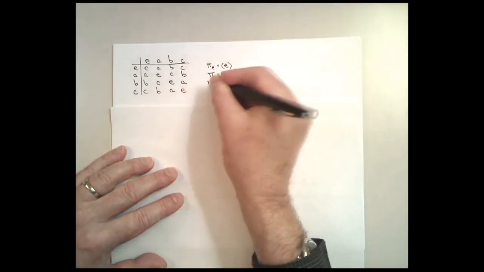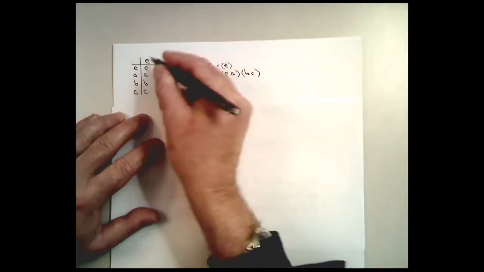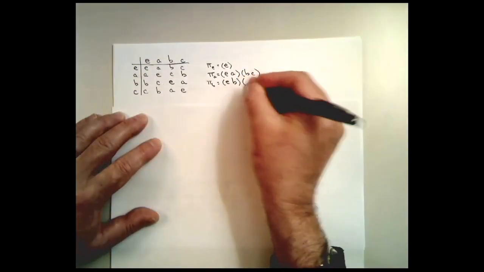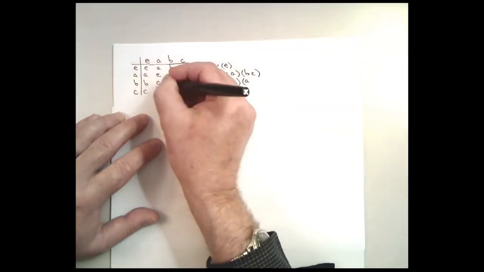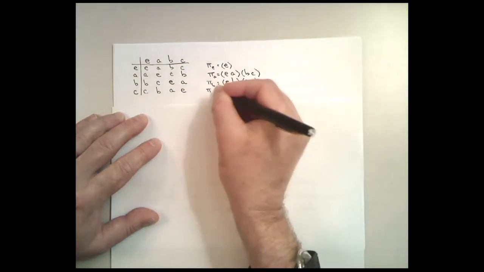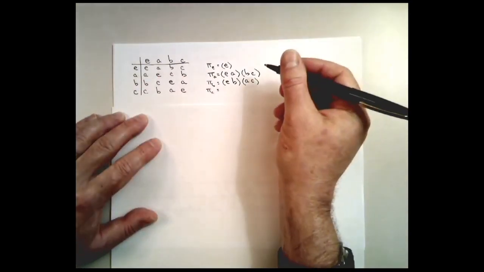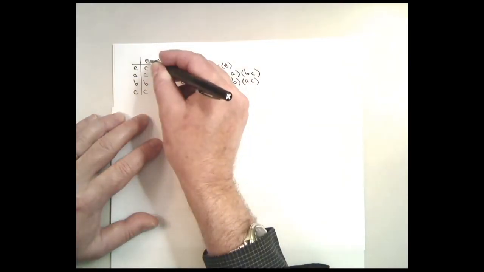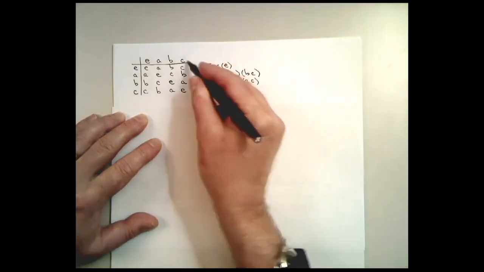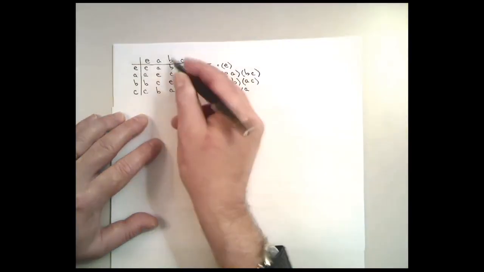I wonder what pi sub B is going to be. So let's see. That's going to send E to B. It's going to send B to E. It's going to send A to C and C to A. And then from the fourth row, the row headed by C, we're looking at the permutation that sends E to C, and then C is going to go to E. A is going to go to B and B to A.